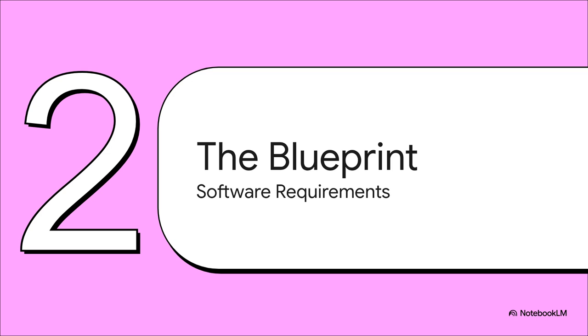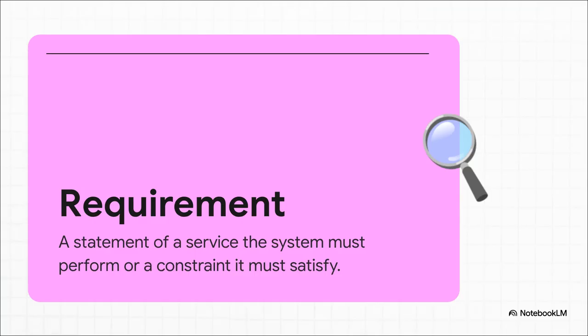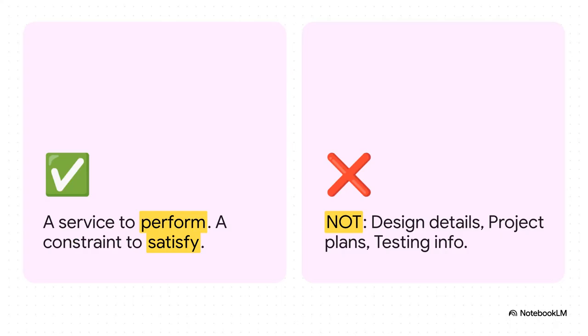And in our world, we call that a requirement. So what is a requirement really? Formally, it's a statement of a service the system must perform or a constraint it must satisfy. It could be something like, users need to be able to reset their password. That's a service. Or it could be, the page has to load in under 1 second. That's a constraint. Notice the pattern here? It's all about the what, not the how. And getting this distinction right is absolutely crucial.